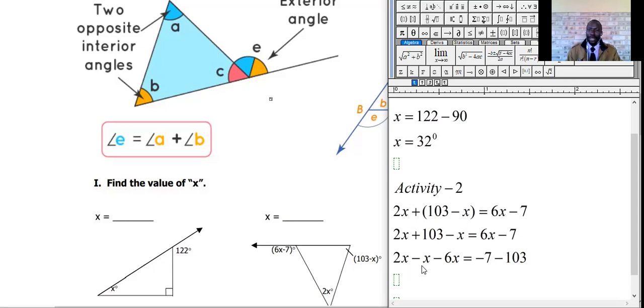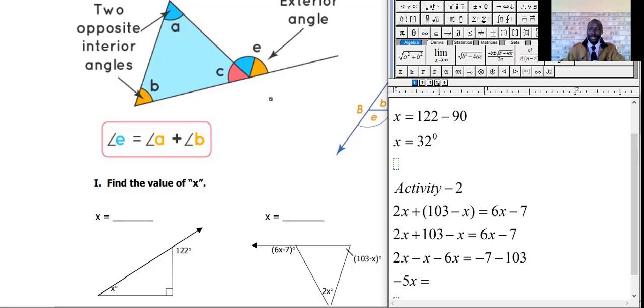Now, notice that when we take 1x from 2x, we get what? x. Now again, when we take 6x from 1x, we get what? We get minus 5x. So that's what we are going to be left with on the left-hand side. Now on the right-hand side, well, negative 7 minus 103. What's that going to be?